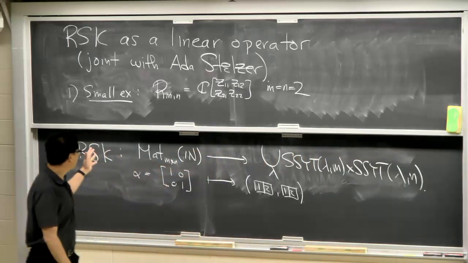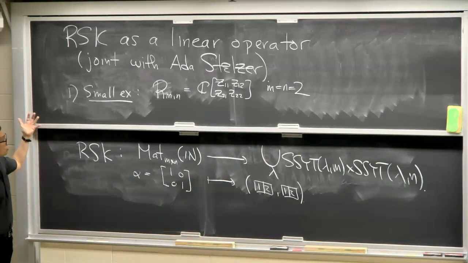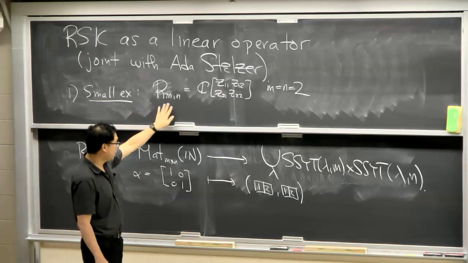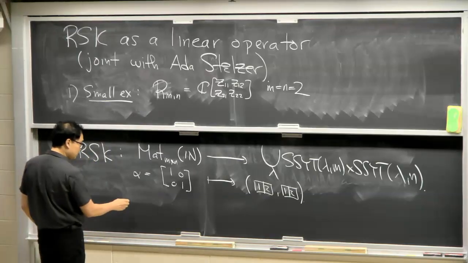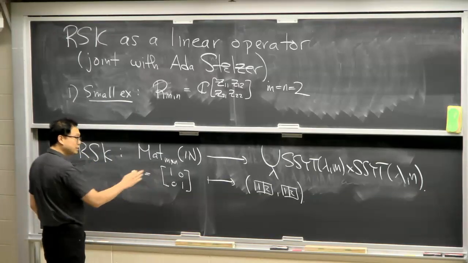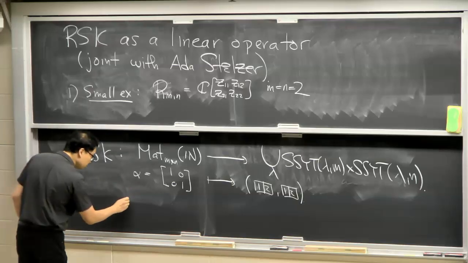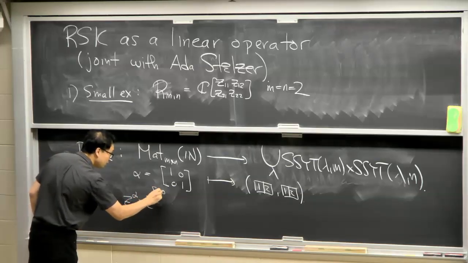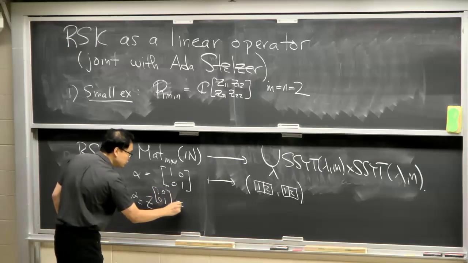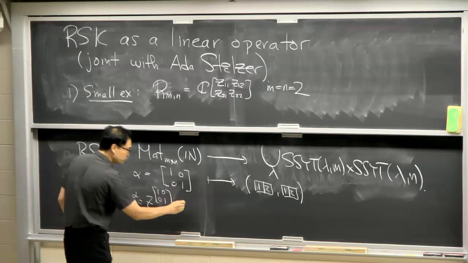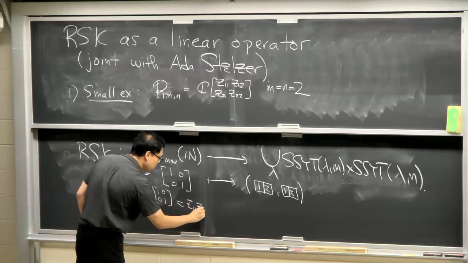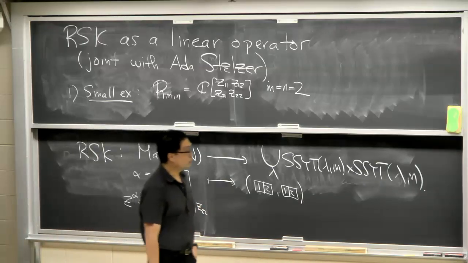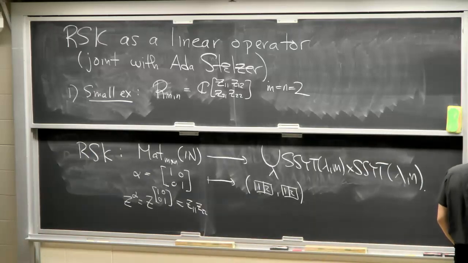So I want to turn this set bijection into an operator on R_mn. What you do is think of this matrix as an exponent matrix. So z^alpha is going to be z to the power of this matrix, and that's just according to the coordinates: c11, c22. Over here, same thing: c12, c21.